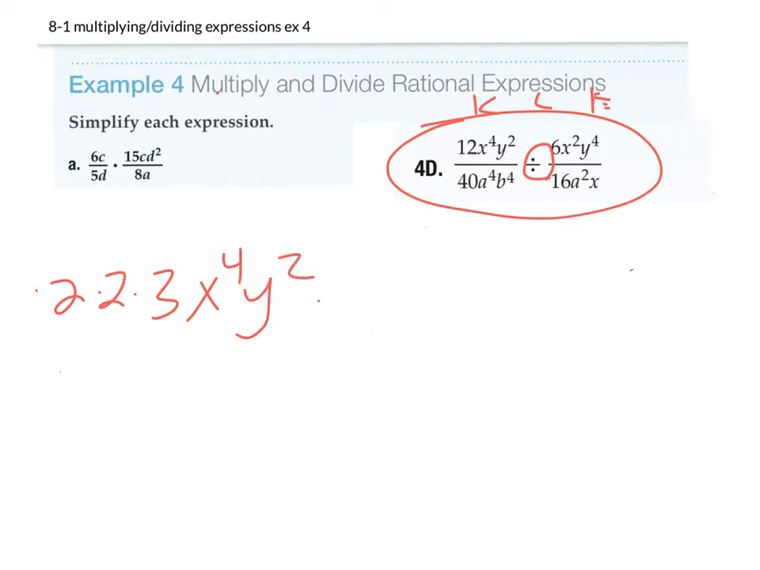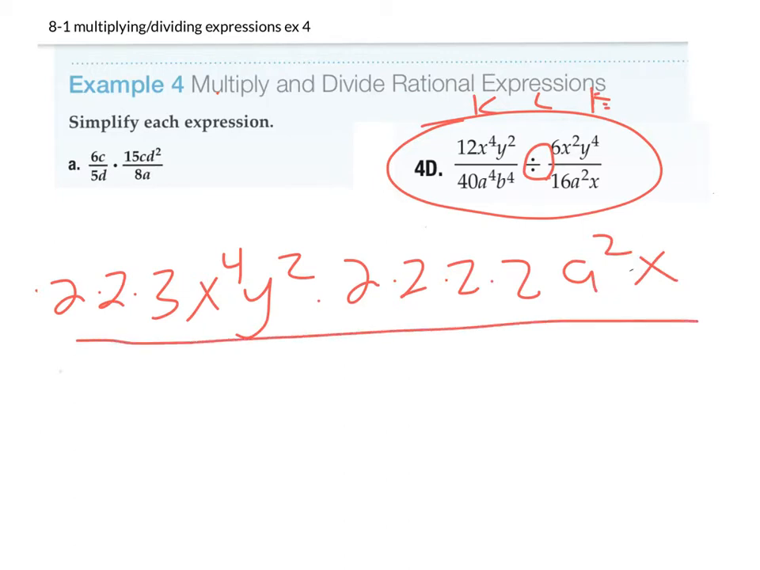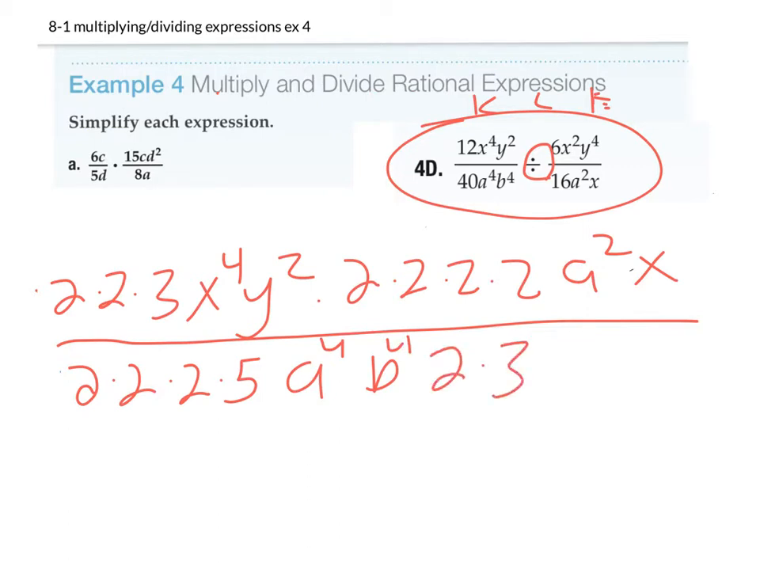So 16 is what I'm going to put on top. So that's 2 times 2 times 2 times 2, and a squared and an x. So there's my numerator. And then if I do my denominator, 40 is 2 times 2 times 2 times 5, and my a^4 I'm going to leave, and b^4 I'm going to leave for now, and 6 now becomes in the denominator because I flipped it, so that's 2 times 3 x squared y^4.